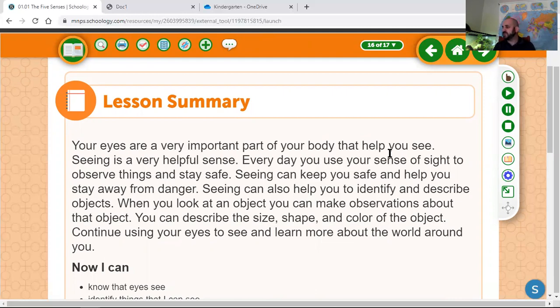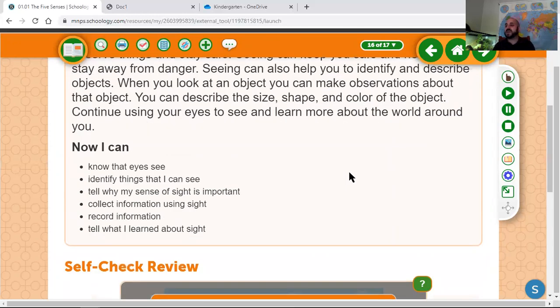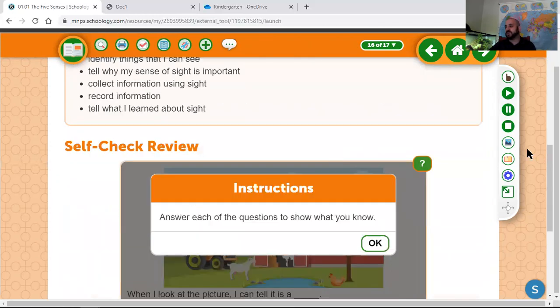Seeing can also help you to identify and describe objects. When you look at an object, you can make observations about that object. You can describe the size, shape, and color of that object. Continue using your eyes to see and learn more about the world around you. By now, you should be able to know what eyes can see, identify what you can see, tell why your sense of sight is important, collect information using sight, record information, and tell what you learned about sight.